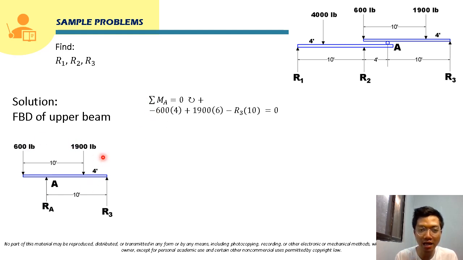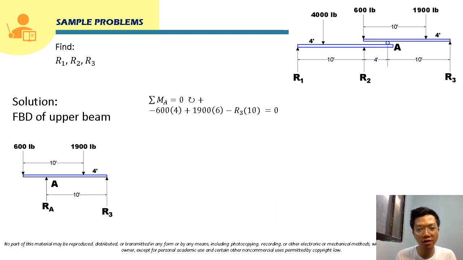Now, for the 1,900 pound force, its moment about point A, we know that this is already 4, no? So this remaining distance will be 6. So the moment arm of the 1,900 pound force about point A will be 6, so that will be 1,900 times 6. Its rotation about point A will be clockwise, that's why it will be positive here. Now, for R3, its moment about point A will just be R3 times 10, and its rotation will be counterclockwise, so it will be negative here. And this is equal to 0, so we can directly solve for R3.